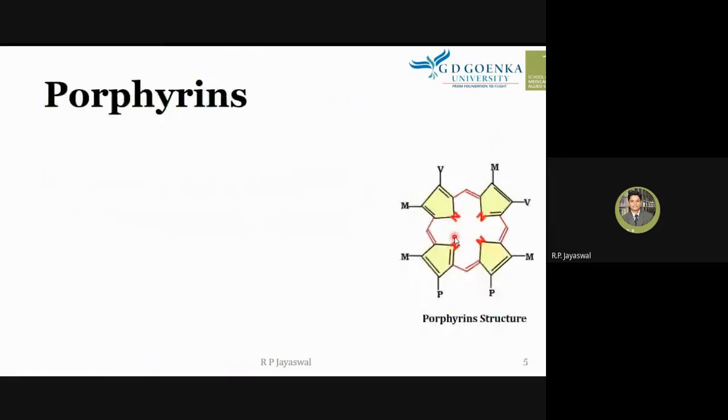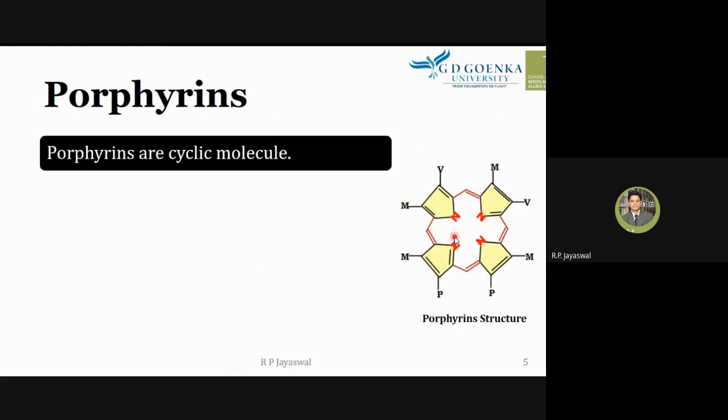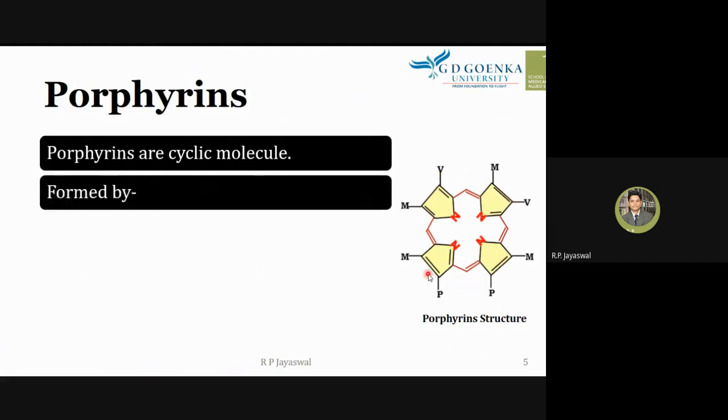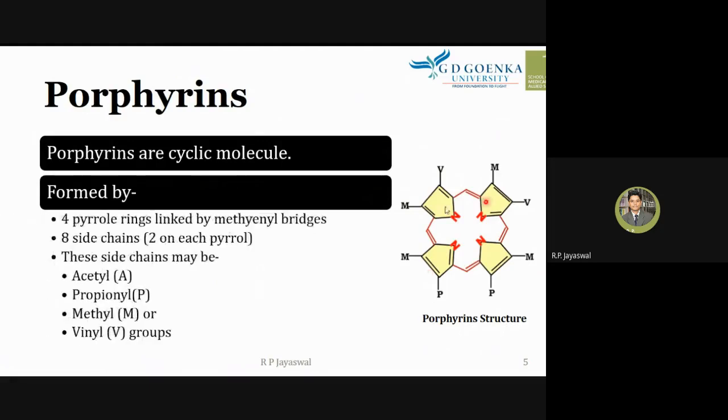If you see the structure of porphyrin now, porphyrins are cyclic molecules, ring-like, a closed structure. This porphyrin is formed by 4 pyrrole rings, 1, 2, 3, 4, which are linked by methylene bridges. So this is the methylene bridge between the pyrrole rings.